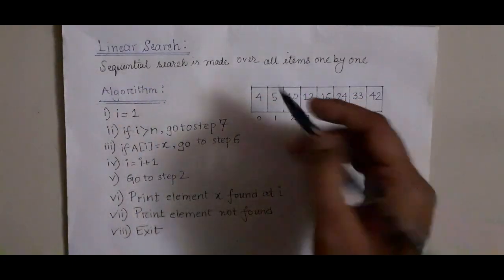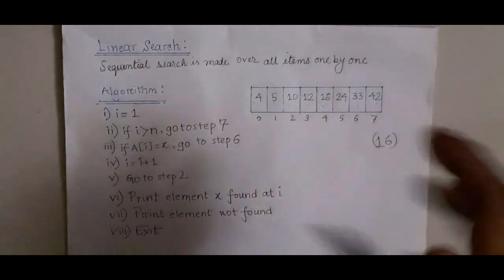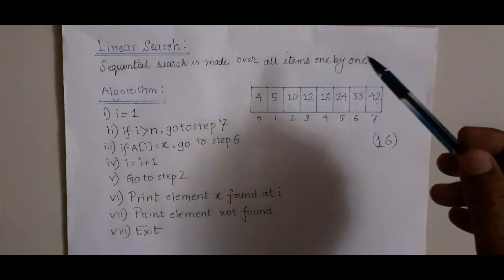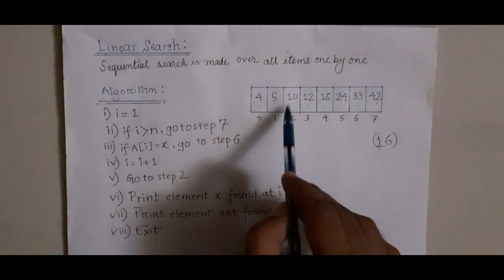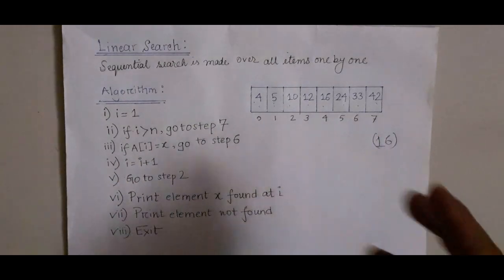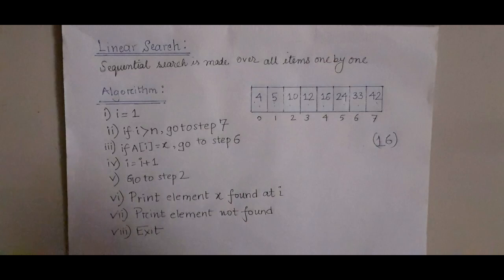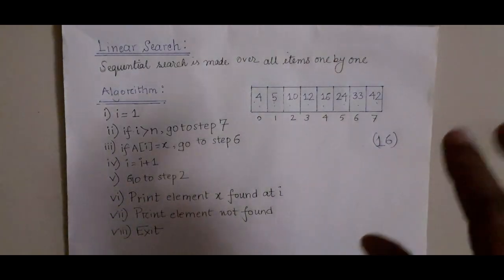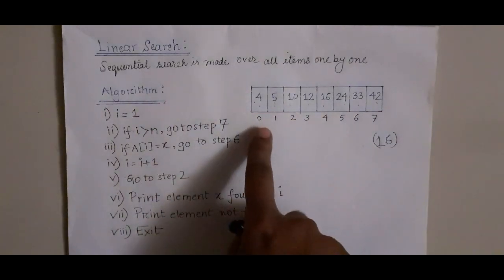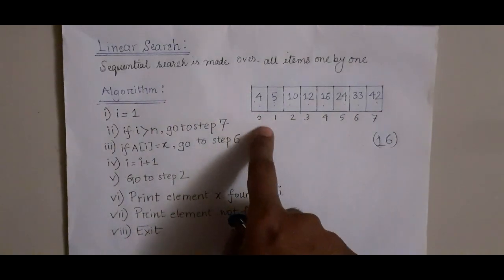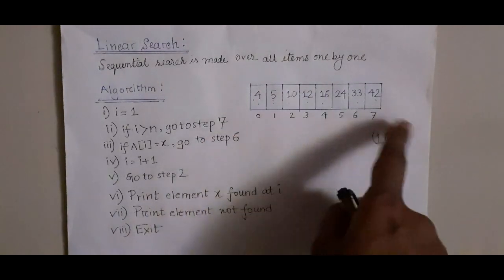These values can be understood as books. We have different books here, this one, this one, this one. These values denote different books. So we are asked to find this number 16 from this list. What will you do for finding it? Here, as you can see, we have some numbers also: 0, 1, 2, 3, 4, 5, and it goes till 7.